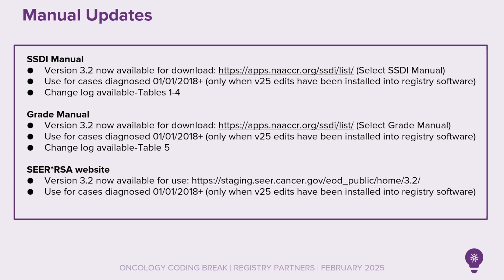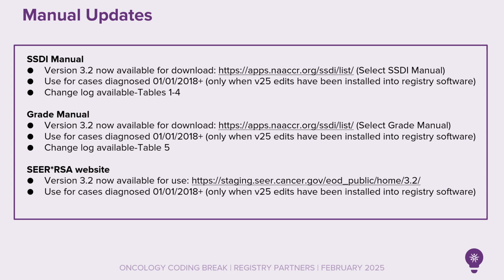The SSDI manual and grade manual version 3.2 were both released for cases diagnosed 1/1/2018 and forward, but it was requested that we do not use these manuals until version 25 edits have been installed in our cancer registry software. There are some changes with the new SSDIs that were added for 2025 and the grade clarifications. A changelog is available which provides a list of all changes to both the SSDI manual and the grade manual. Timing will vary by facility depending on vendors. You can continue to use version 3.1 until this event.